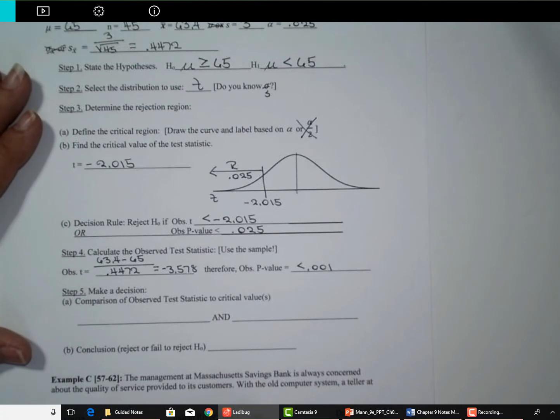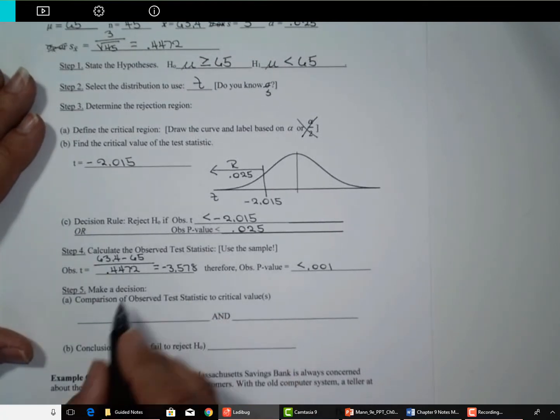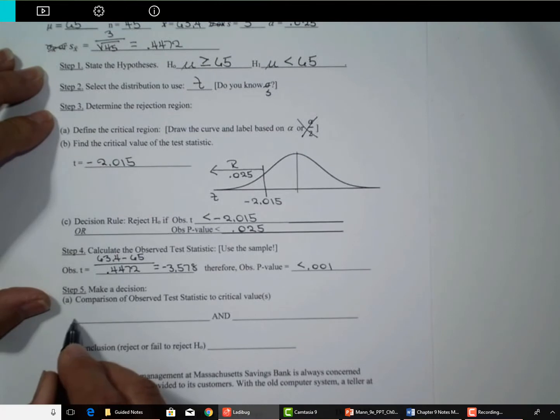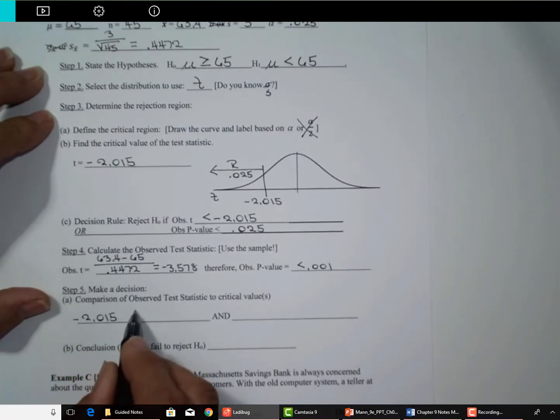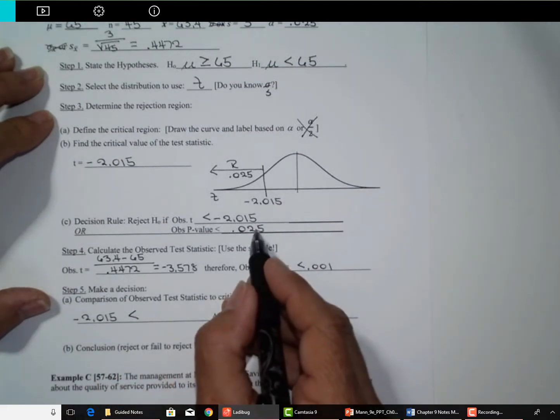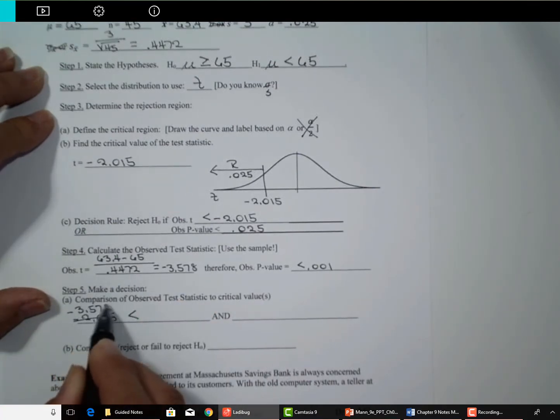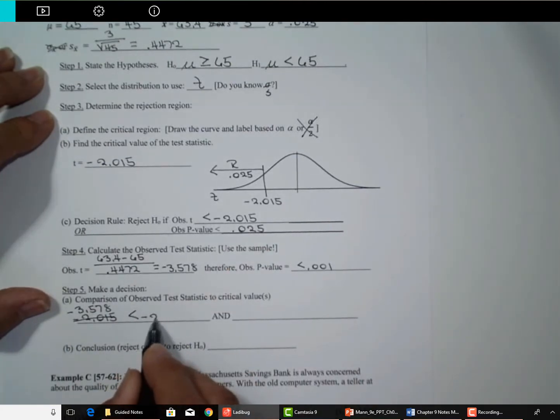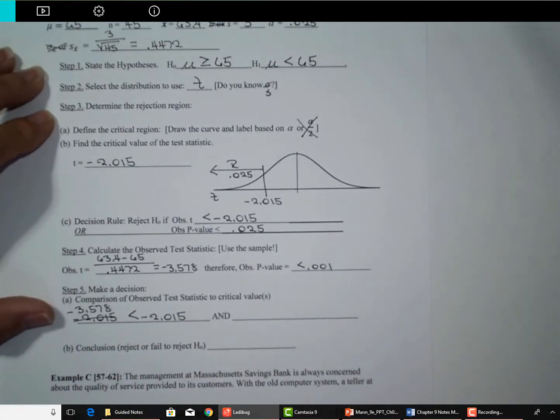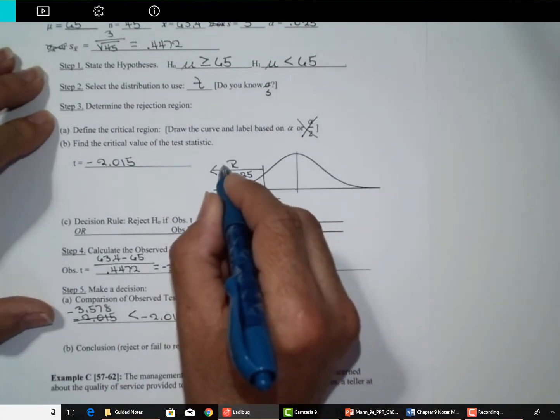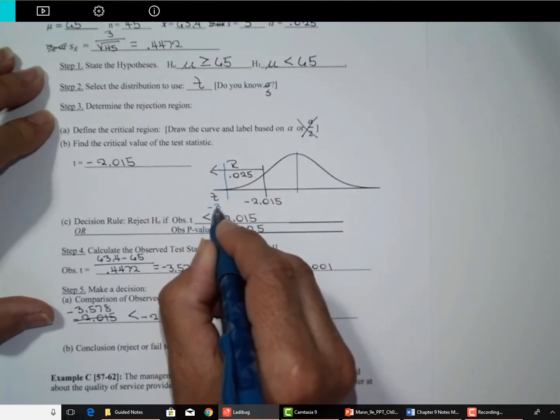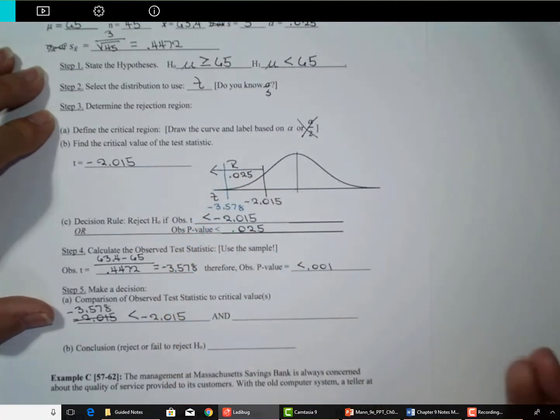All right, let's take our comparison and see what we've got. My observed t-value of negative 3.578 has to be less than the critical t-value of negative 2.015. There you go. A negative 3.578 would be less than that. It would fall somewhere over in here. A negative 3.578 standard deviations is way over, isn't it?